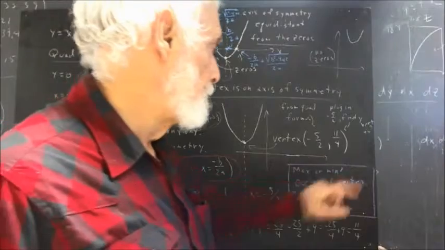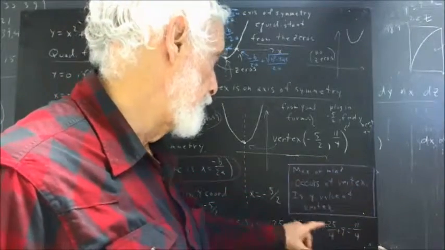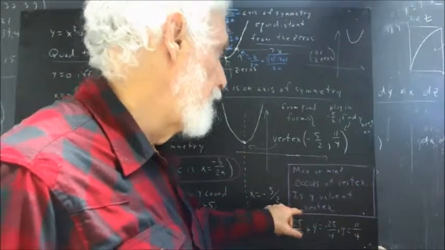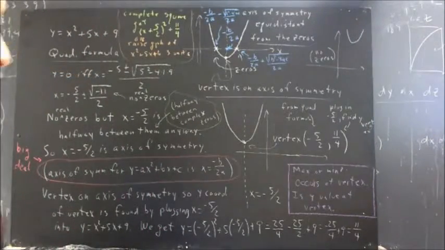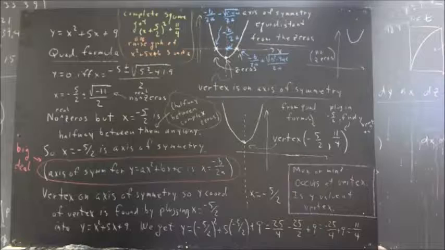Okay, the maximum or minimum y value occurs at the vertex. It's the y value at the vertex, the maximum or minimum value of the function. And that's a very handy thing. We'll see that in a number of applications.